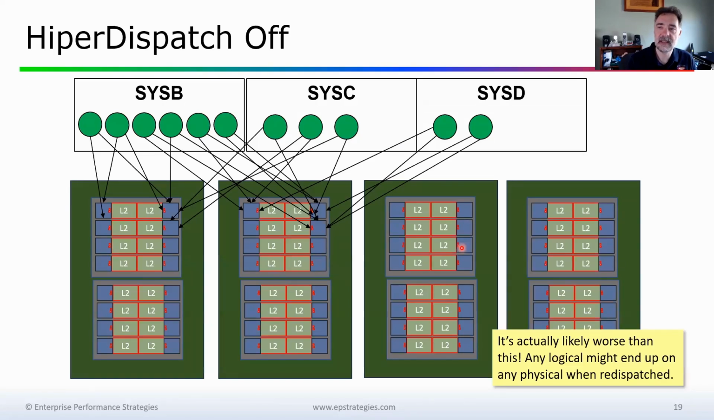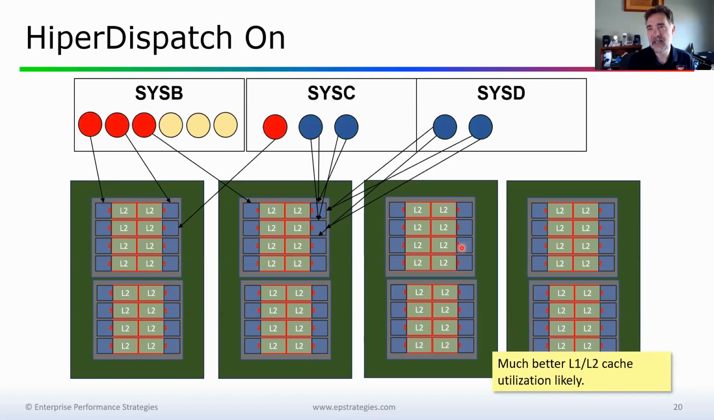This is just the slide showing, hey, HiperDispatch off, we got a spaghetti mess. You can see there's lots of contention for the L1, L2 caches. We go to HiperDispatch on, life is great, this looks better, and we'll likely get better L1 and L2 utilization.